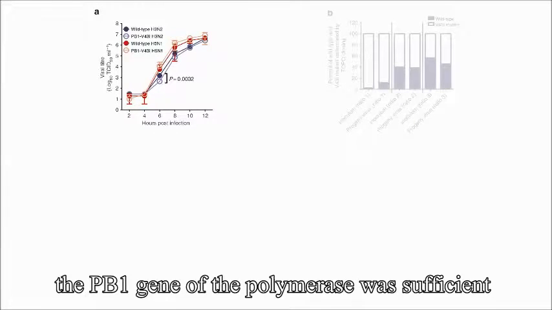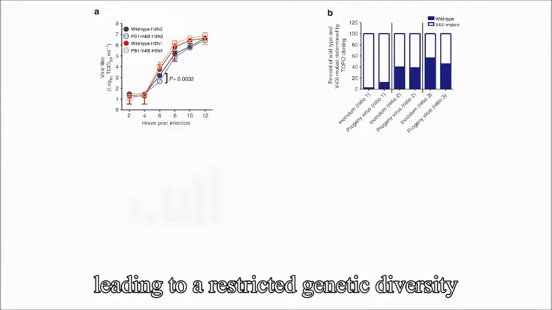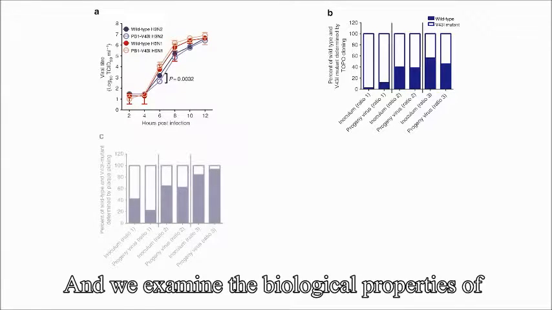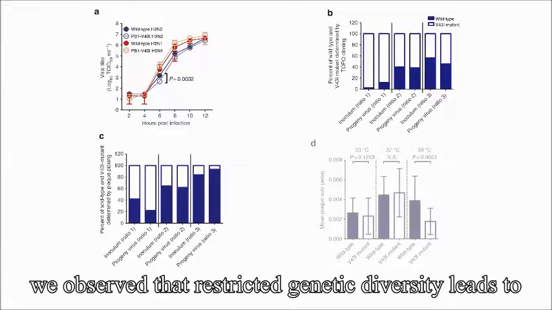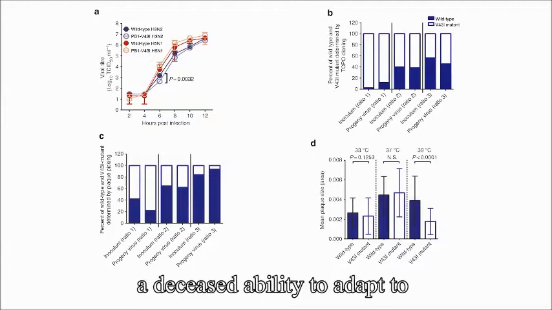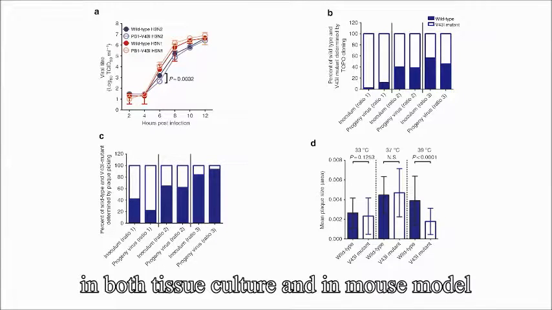And we found that one mutation in the PB1 gene of the polymerase was sufficient to change the accuracy of the polymerase, leading to a restricted genetic diversity. And we examined biological properties of these mutant viruses. We observed that restricted genetic diversity leads to a decreased ability to adapt to the changing environmental conditions in both tissue culture and in the mouse model.